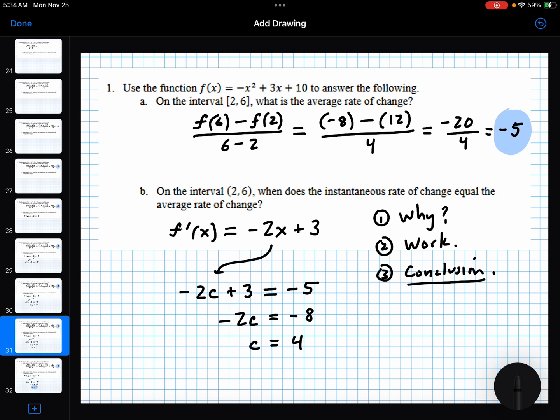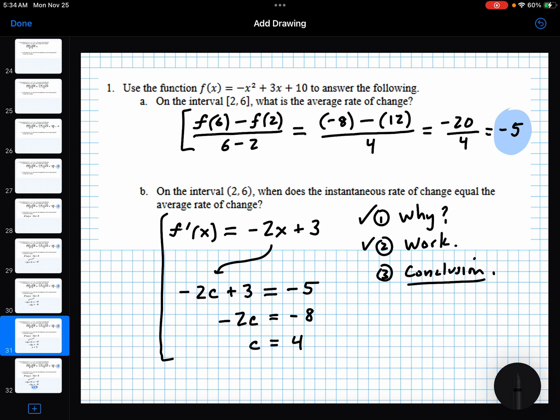So here I would say, since f of x is a polynomial, it is both continuous and differentiable on the interval from 2 to 6, and the mean value theorem applies. Then we would do the work that we just did here and up here, and then we'd write a conclusion sentence.